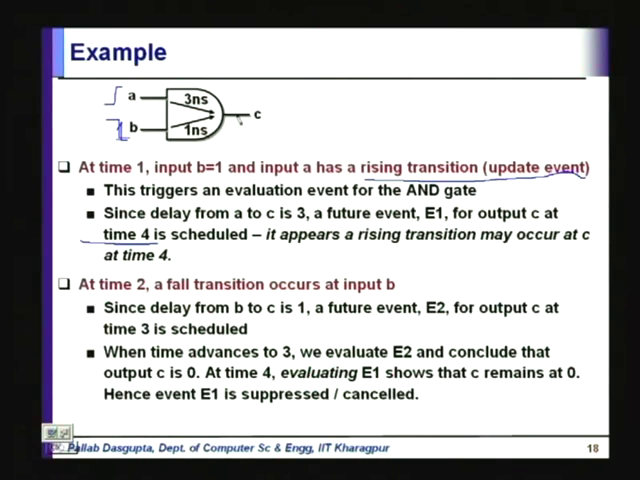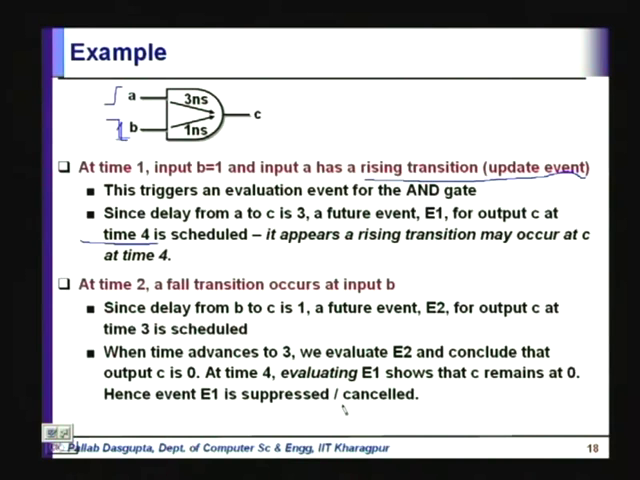So, the question therefore arises: at a given time t, if I have to evaluate the output of a particular gate, what will be my algorithm for doing that, right? I know I cannot do it at the time when the event was triggered, because if I schedule the update at that time, that update may not actually take place. Like for example, here the event E1 is suppressed or cancelled, it does not actually raise the value of C. Okay.